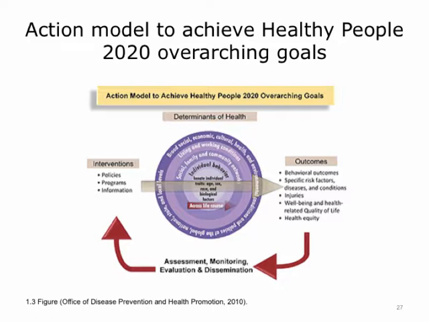The action model in this figure demonstrates that interventions, for example, policies, programs, and information, impact the determinants of health at multiple levels to improve outcomes. Results of the interventions are shown through assessment, monitoring, and evaluation. Through dissemination of evidence-based and best practices, these findings feed back to intervention planning to enable the identification of effective prevention strategies in the future.